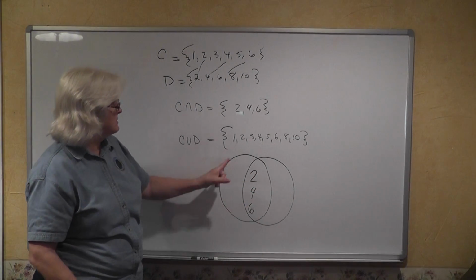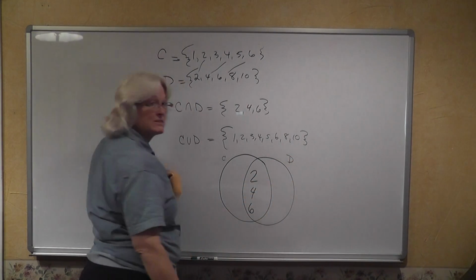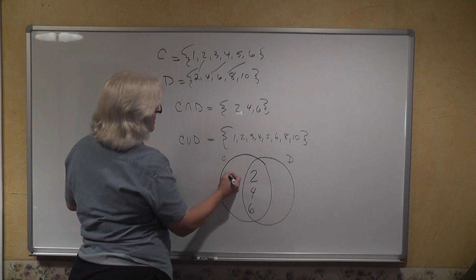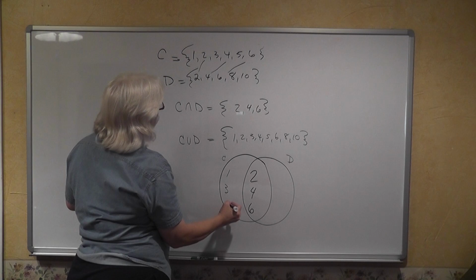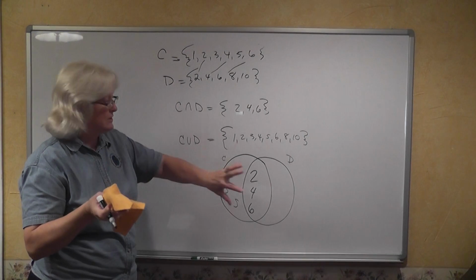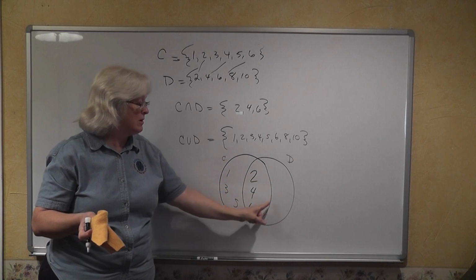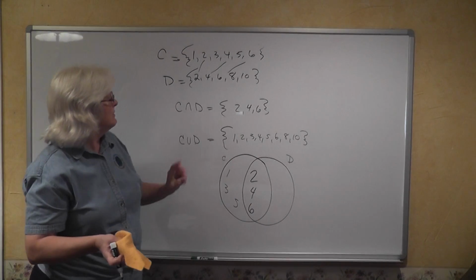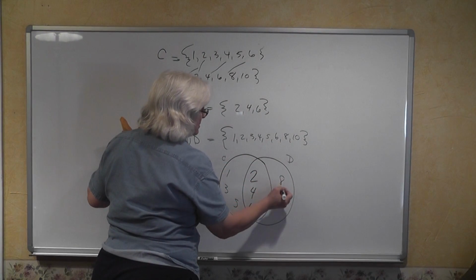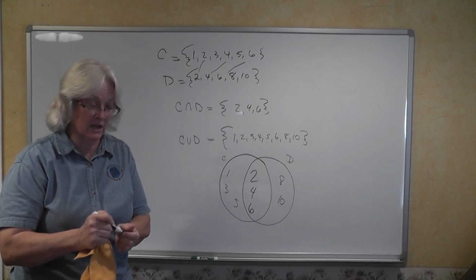2, 4, and 6. This one here is going to be set C on the left and set D on the right. What other elements of the set are there? 1, 3, and 5. So set C with this picture here contains the elements 1, 2, 3, 4, 5, 6 because they're all in this big circle here. Now set D contains the elements 2, 4, 6, 8, and 10.